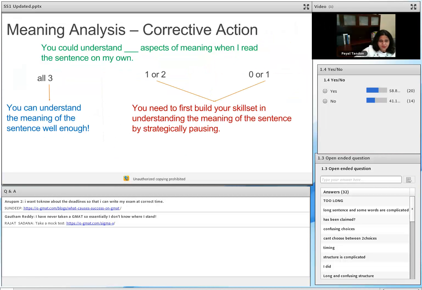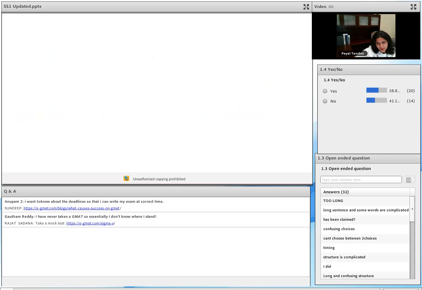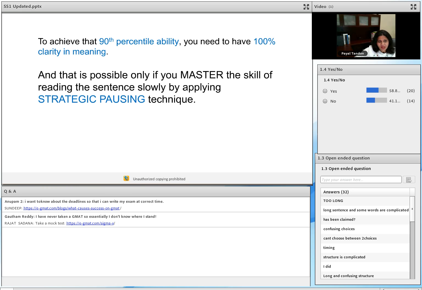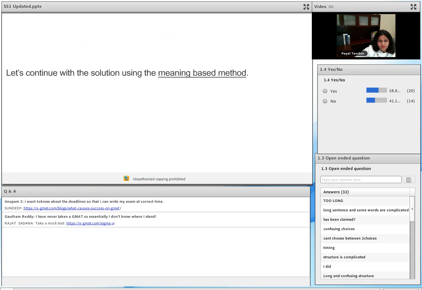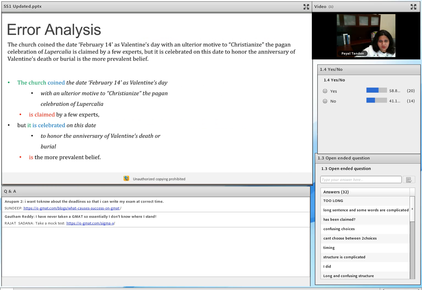Okay, so if you understood all the 3 points, well and good, you can understand the meaning of a sentence well enough. But if you understood either 1 or 2 points, or 0 or 1 point, then you need to first build your skill set in understanding the meaning of the sentence by strategically pausing, which means you need to go through the master comprehension course. Okay, so let's continue this.